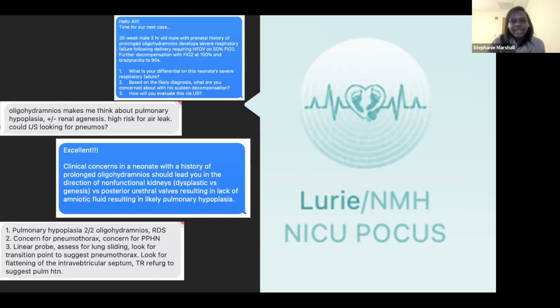So the questions that they had to answer were, what is your differential? Based on the likely diagnosis, what are you concerned about with his sudden decompensation? And how will you evaluate this via ultrasound? All of them quickly went to pneumothoraces as the biggest concern. So then we walk through how to evaluate for the pneumothorax, looking at a scanning protocol.